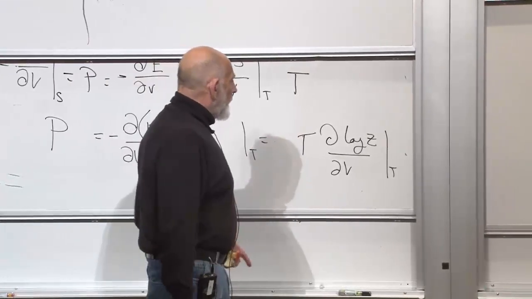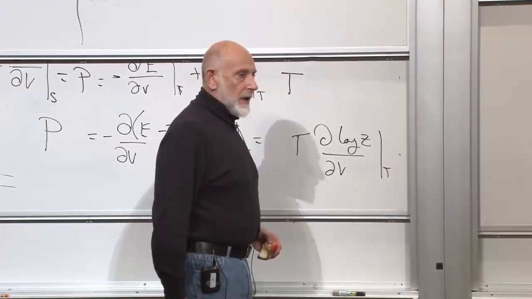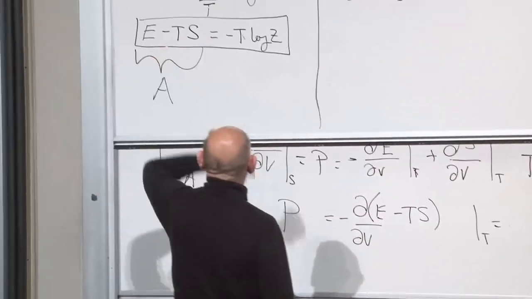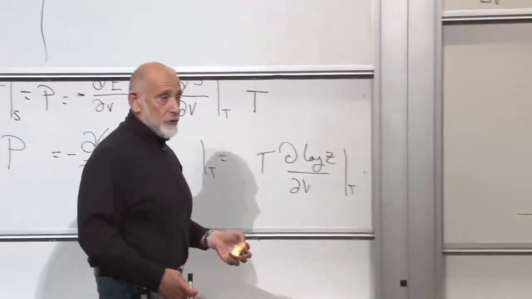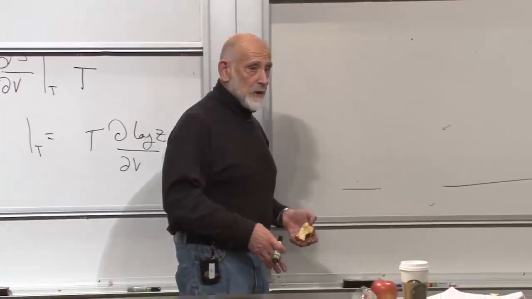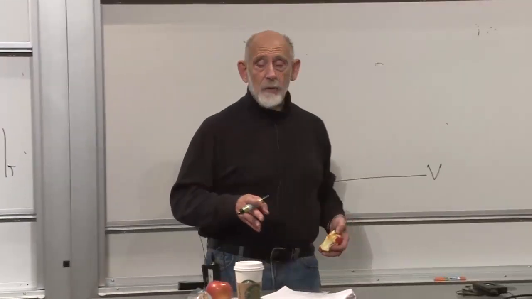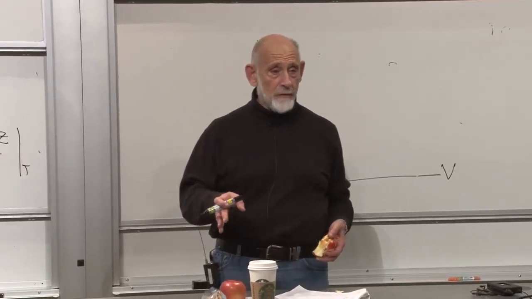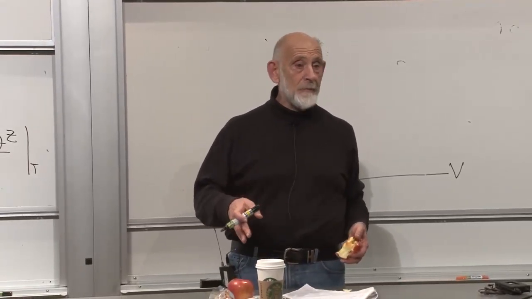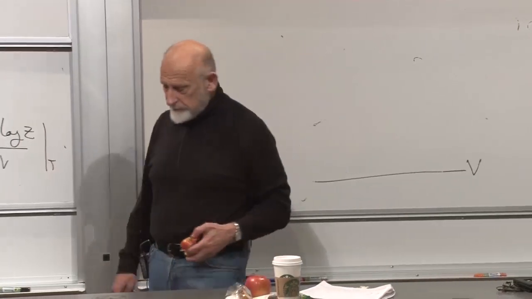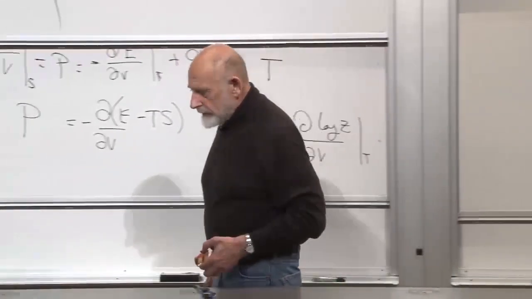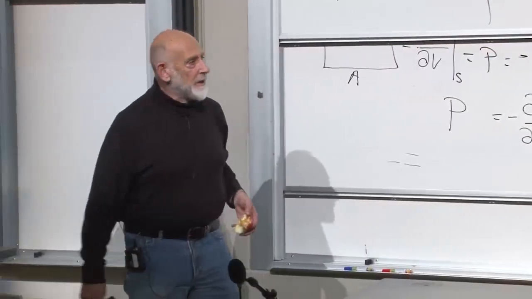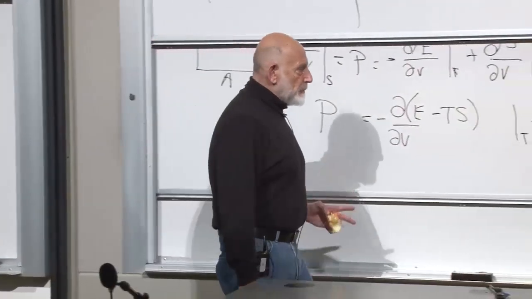T times the derivative of log Z with respect to the volume at constant temperature. Now, when we work with the partition function, of course we fix the temperature. We say what beta is. So typically, when you calculate a partition function, it is a function of other variables at fixed temperature. Let's go back to the partition function for the ideal gas. This is going to be very easy from this point on.